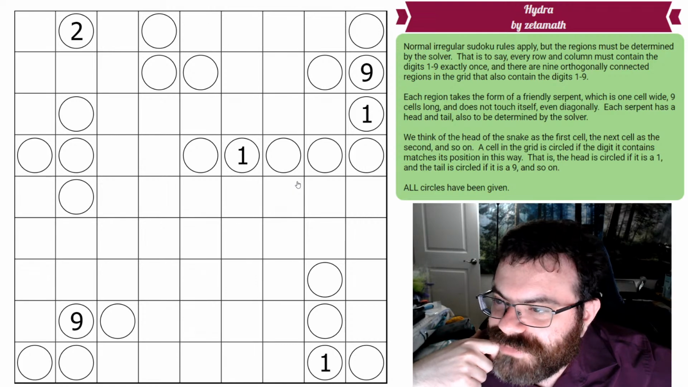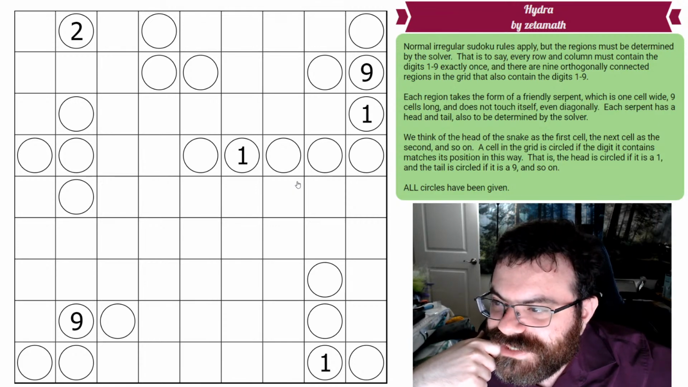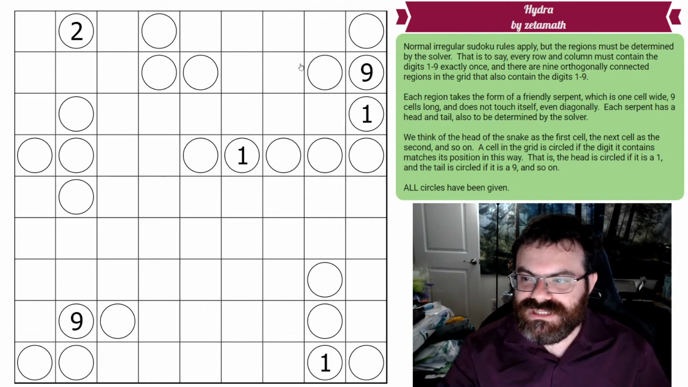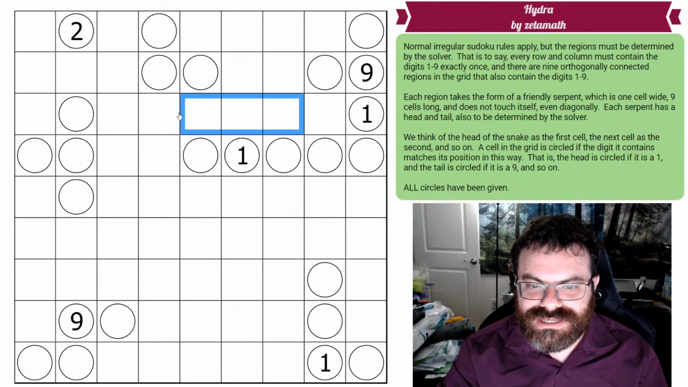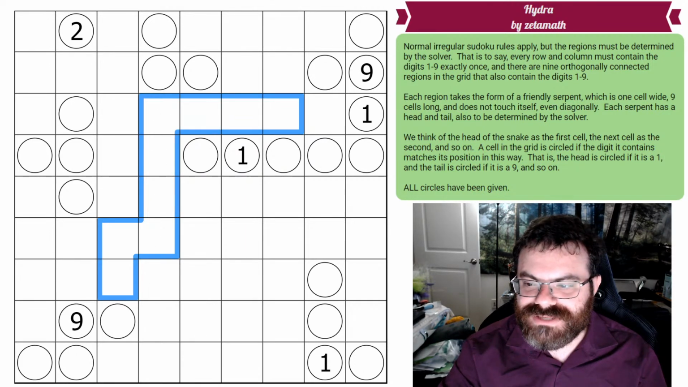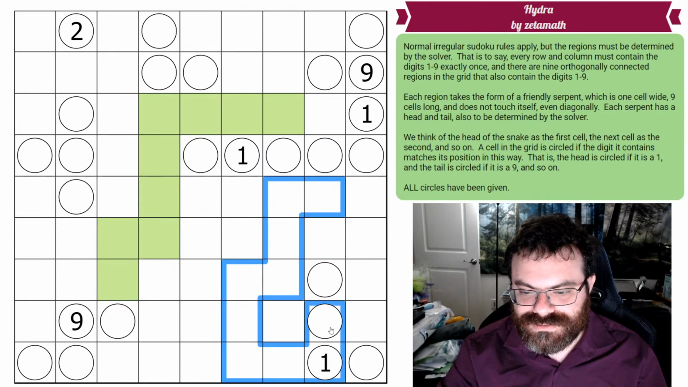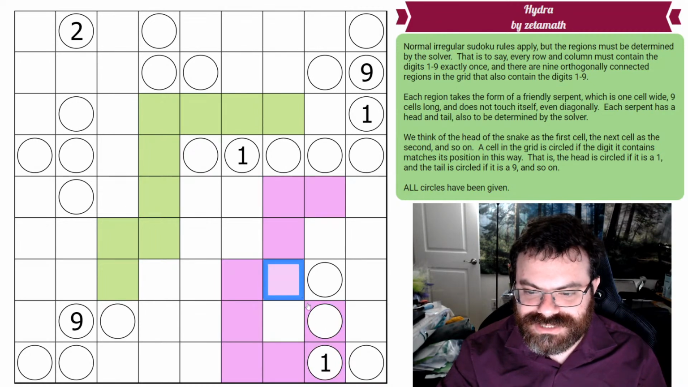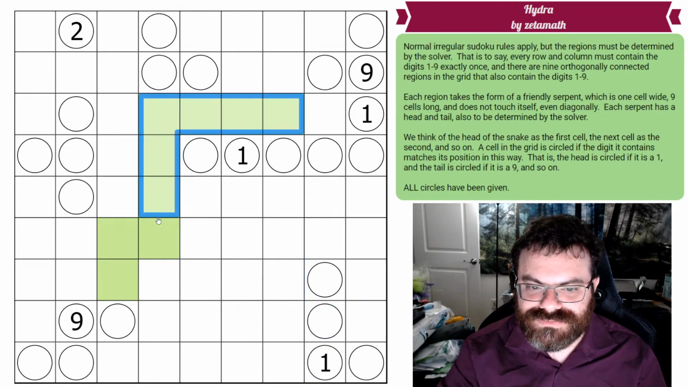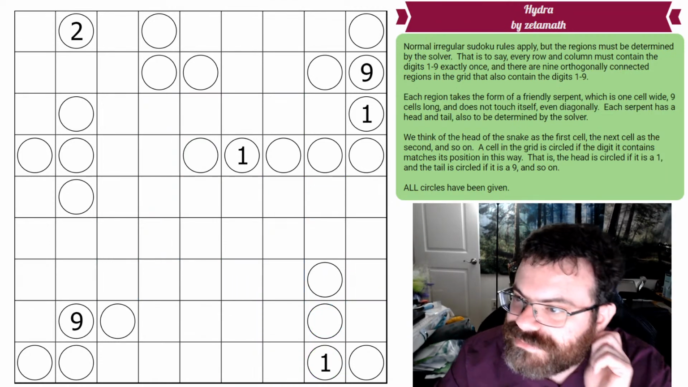Each region takes the form of a friendly serpent, which is 1 cell wide, 9 cells long, and does not touch itself even diagonally. Each serpent has a head and a tail, also to be determined by the solver. So we could draw a snake like this. Let's see, 1, 2, 3, 4, 5, 6, 7, 8, 9. That would be a valid snake. But we couldn't do, say, this. I didn't count the cells this time because they touch diagonally. And those snakes, I'm guessing, form the extra region. I think it says that.